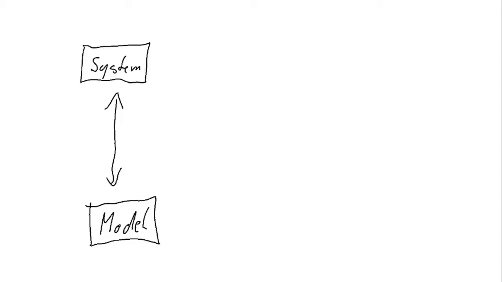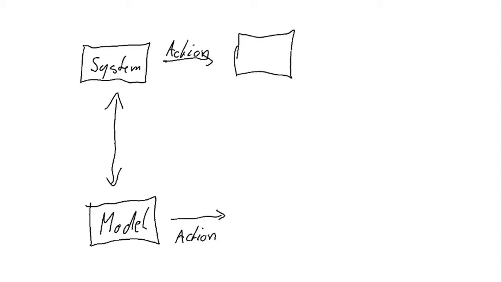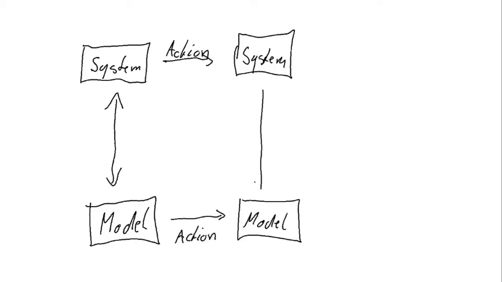And now you can basically step this model and the system in parallel. So you have some sort of action that you perform in the real world, and you apply the same type of action to your model. And then after that, your real system has progressed into a new state, and your model has also been updated. And then after this step, you can compare the two and check whether they are still in sync. And you continue this for several steps.